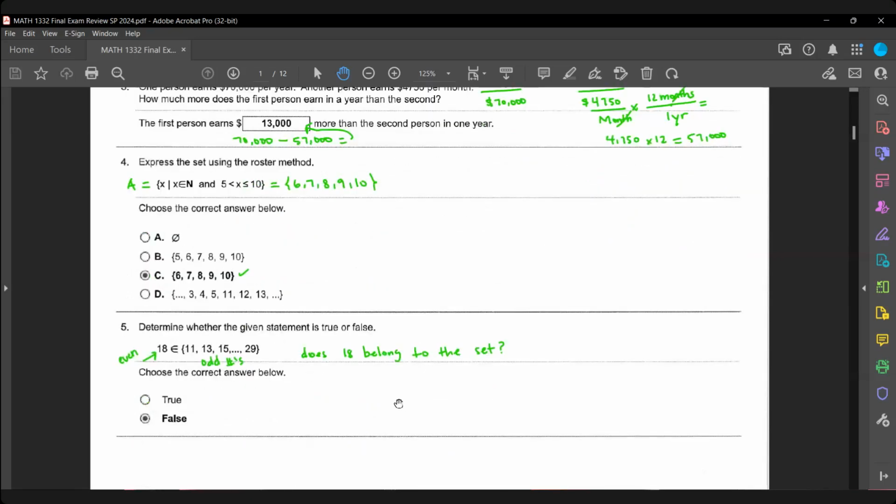In example number 5, it just wants to determine whether this statement is true or false. Again, we're asking, is this number, which is 18, a member of this set? There are obviously some terms that are missing, but what I notice is that each one of these terms is an odd number, while the number 18 is an even number. Therefore, this element doesn't belong to this set, because here we are describing odd numbers while this number is even.